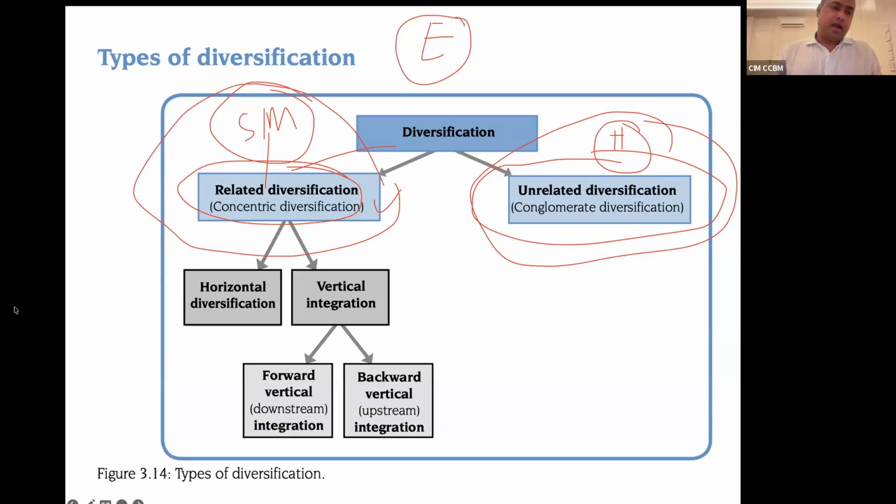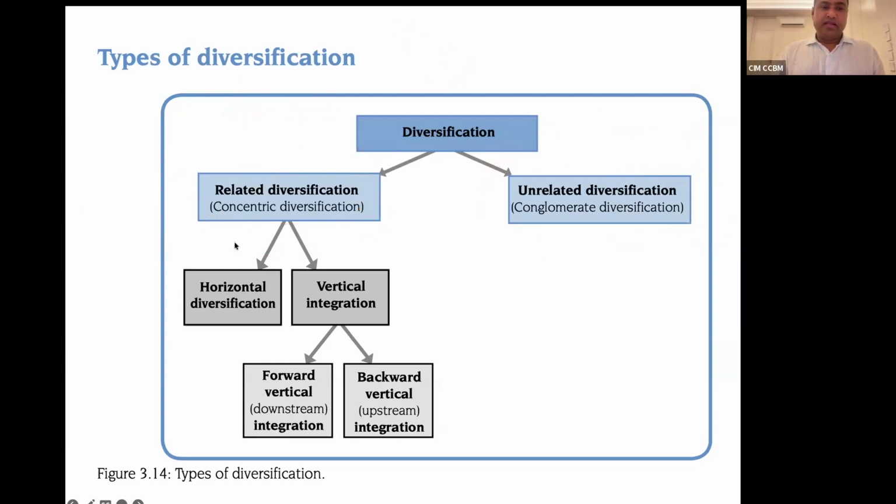Now, if you take a brand like Apple, Apple is in related diversification. If you take the Apple ecosystem, they are a technology brand, software and hardware. So the day Apple launches a car, then it becomes unrelated diversification. Or if Apple launches a hotel chain or a restaurant, then it becomes unrelated diversification.